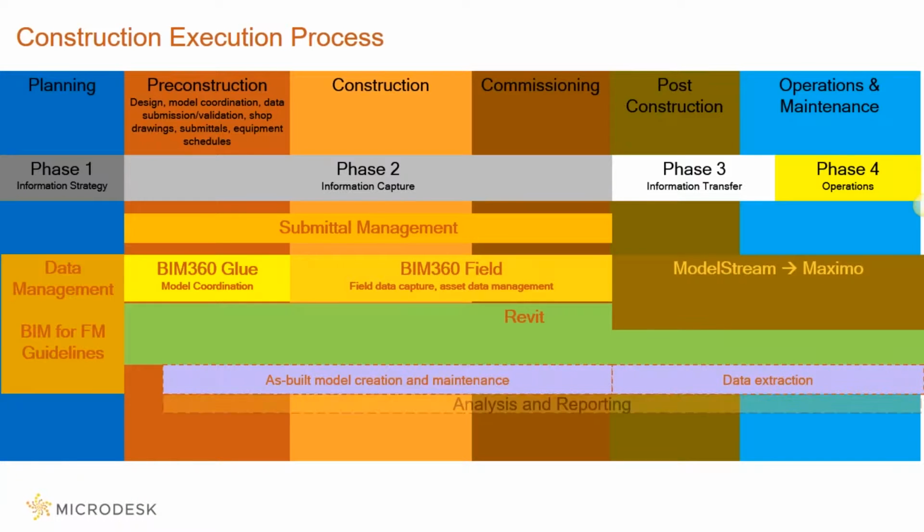So what are some of the key components here? One is having Revit available throughout the entire process. BIM 360 is used, and BIM 360 will connect in with the Revit system. Model Stream connects the Revit system into Maximo.